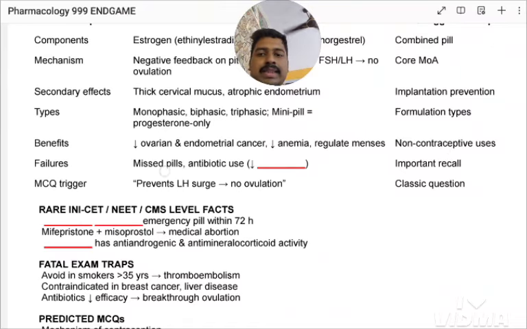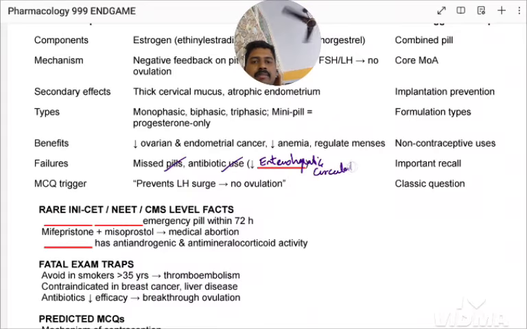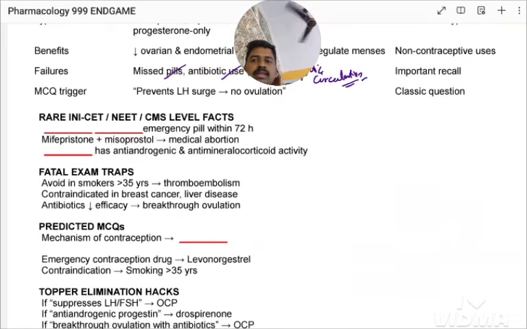Failures, missed pills and antibiotic use. This is because of decreased what? Yes, it is because of decreased enterohepatic circulation. Next, the emergency pill should be taken within 72 hours. Levonorgestrel.